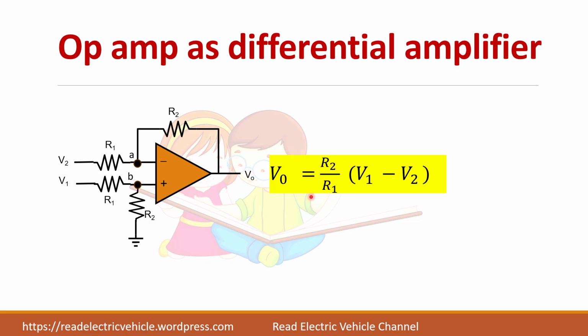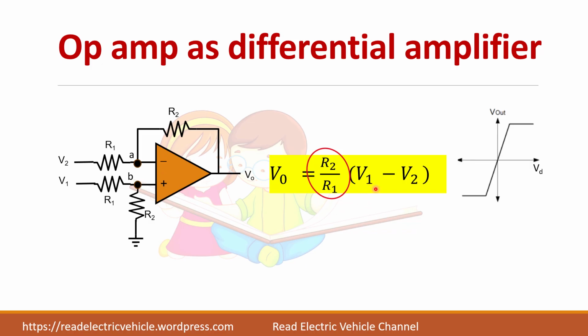However, you have this ratio R2 by R1. By controlling this ratio, we are able to control the output. Thereby we are able to operate the op amp in the linear region. That is why we go for this closed loop configuration. In closed loop configuration, we are able to operate the op amp in this linear region and we are able to control the gain of the op amp.